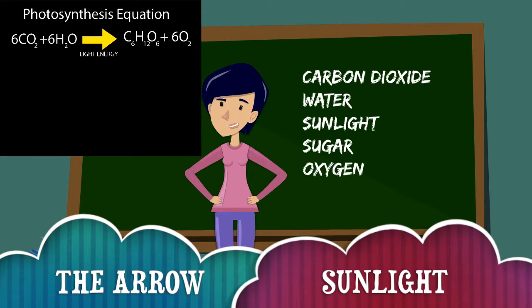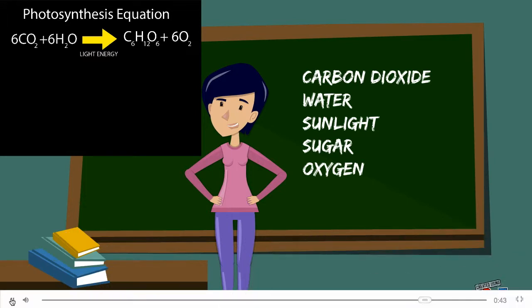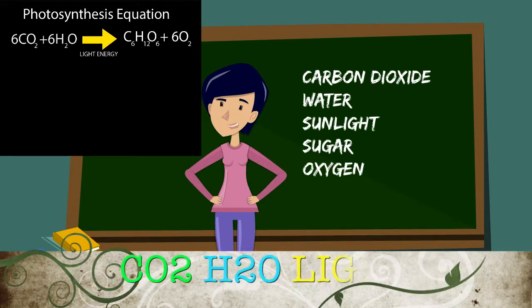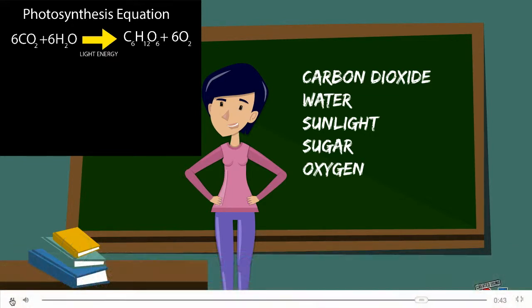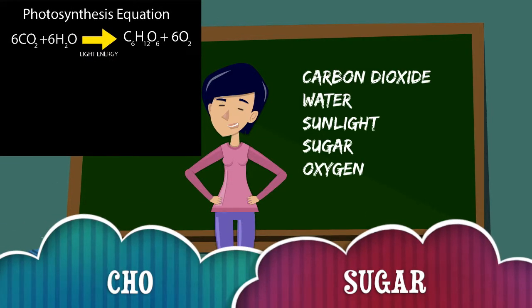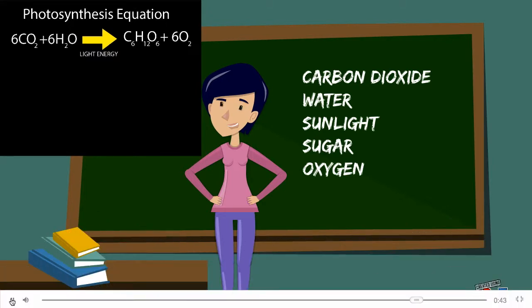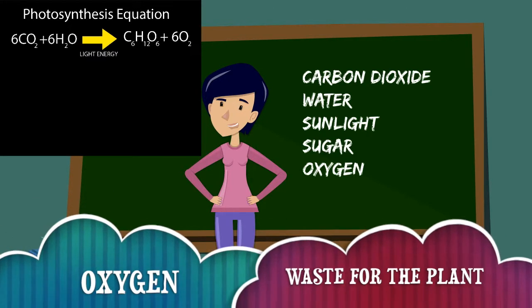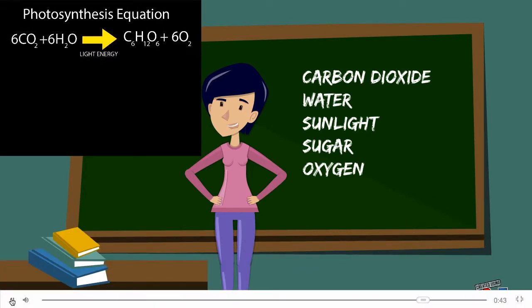The arrow stands for the light we just mentioned a moment ago. Those three elements, carbon dioxide, water, and light, are needed for photosynthesis to occur. The results are shown on the right side of the equation. The first group on the right stands for sugar, which the plant needs and uses as food. And the second part stands for oxygen, which the plant eliminates by breathing out. We'll go into more details during our lesson.